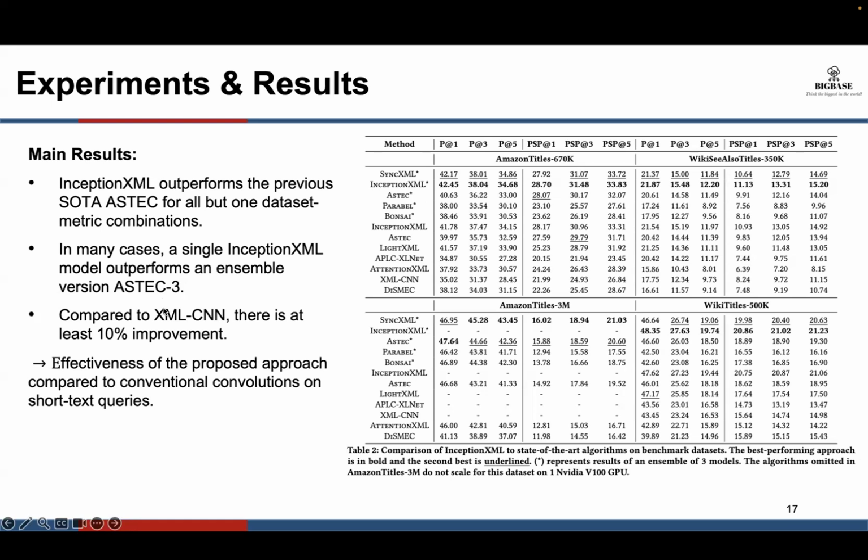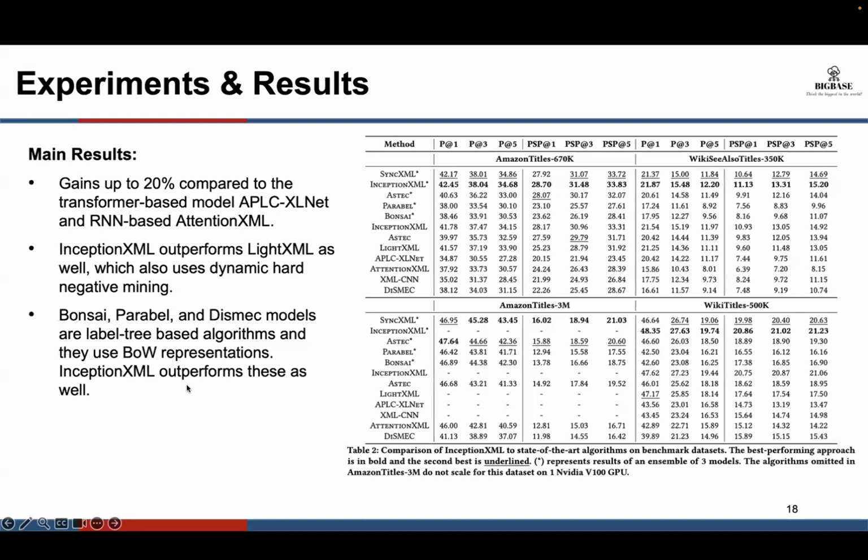And also compared to XML CNN, there's at least 10% improvement. And this result shows the effectiveness of the proposed approach compared to conventional convolutions on short text queries, because this model uses conventional CNNs. And also there are gains up to 20% compared to the transformer-based model APLC XLNet and the RNN-based model Attention XML.